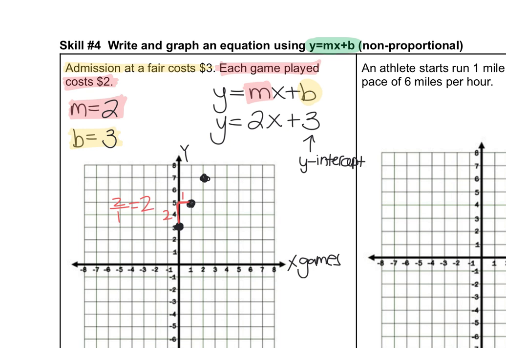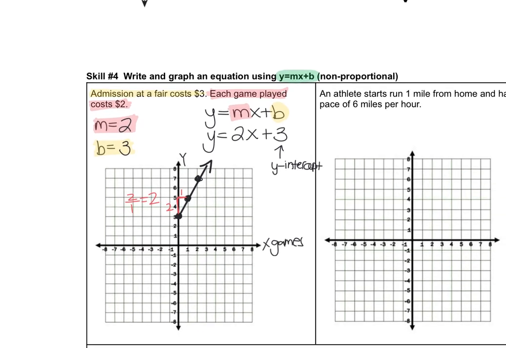So now to graph this, I just connect my points with as good of a line as I can get. You guys won't have a ruler, but I do, so I might as well use it. This is what my line would look like. All right.